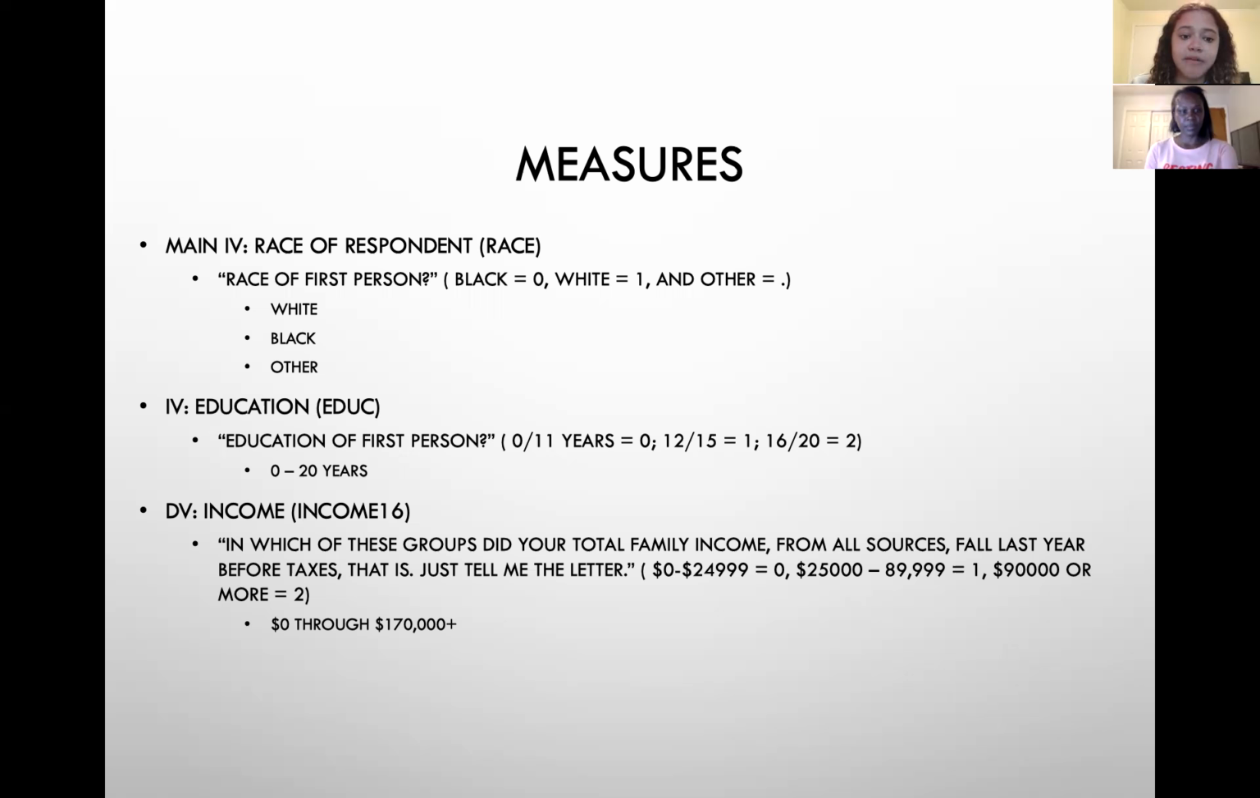And then finally, our dependent variable is our income. And so for this question, in which of these groups did your total income for your family fall from all sources last year before taxes? And so our range was $0 to $170,000. And we broke that down into 3 categories: the low, medium, and high. Low being $0 to $24,999, medium being $25,000 to $89,999, and that usually represents a middle class here in America, and then $90,000 or more equated to 2, and that's going to be our highest income bracket.